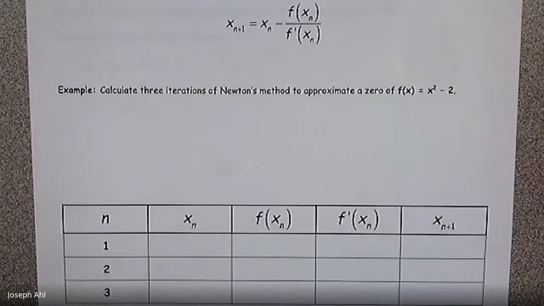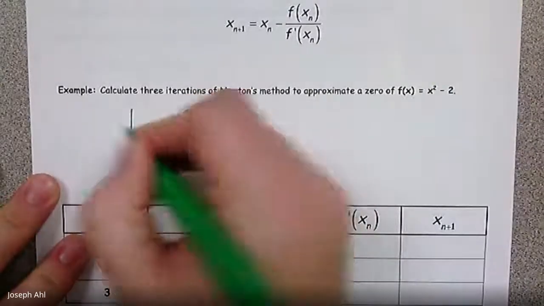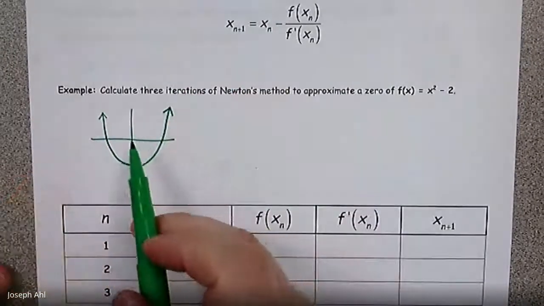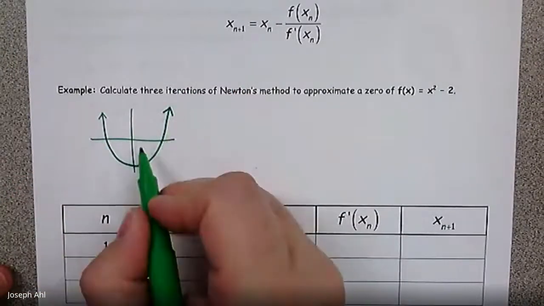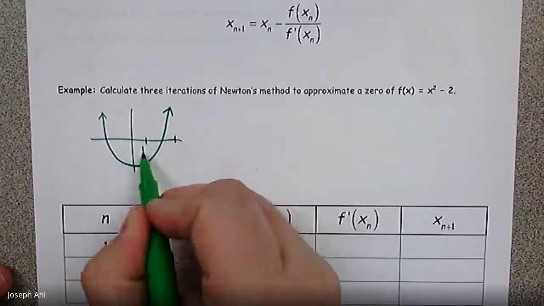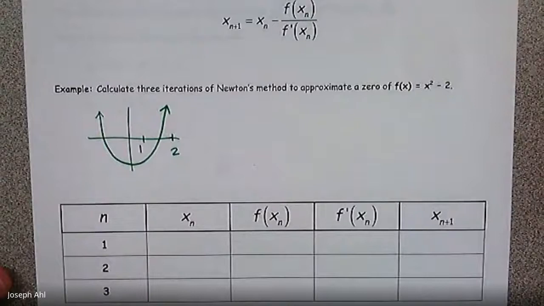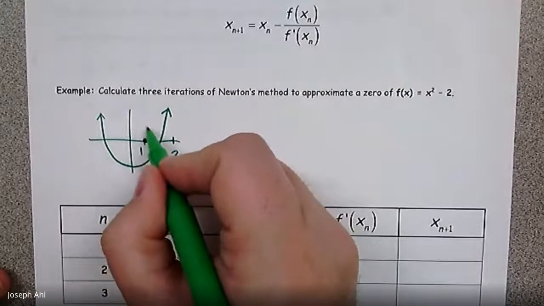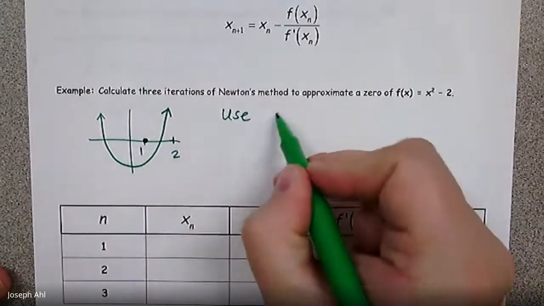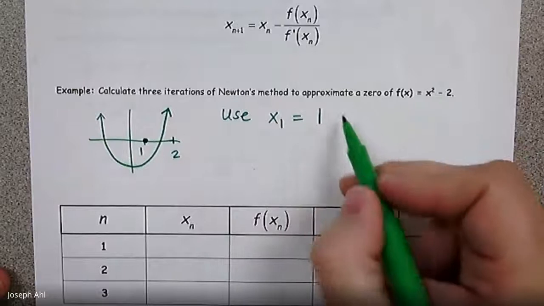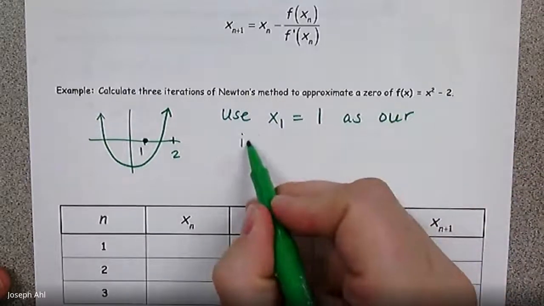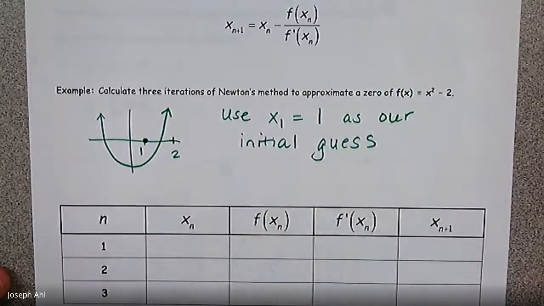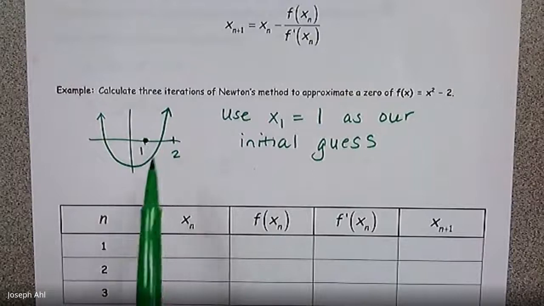Now, the nice thing about this is that we're going to use a function whose zeros we know pretty clearly. So if you were to sketch x squared minus 2, which looks something like this, knowing what those roots are, we know there's a root somewhere between 1 and 2. So we're going to use x equals 1 as our initial guess. That's your x1 value. So let's use x1 equals 1 as our initial guess. And then we're going to see, based on running through this Newton's method iteration, how close we can get to the actual root, right?